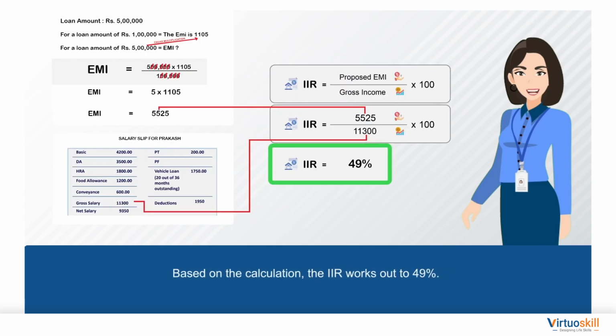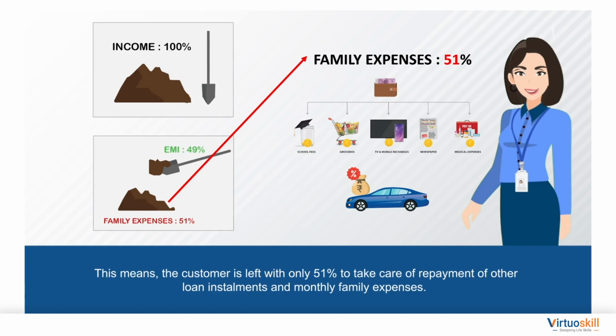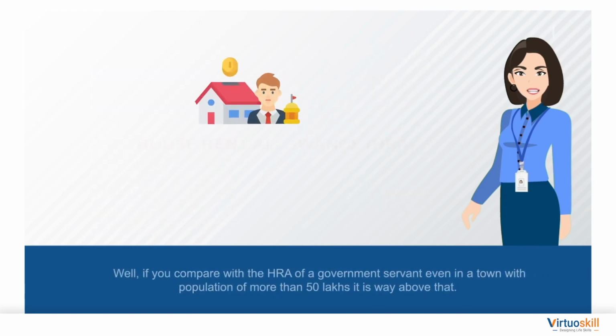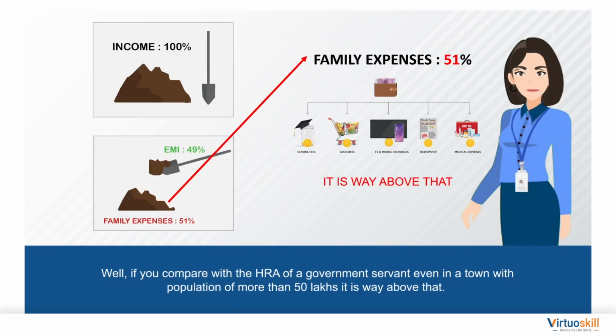Based on the calculation, the IIR works out to 49%. This means the customer is left with only 51% to take care of repayment of other loan installments and monthly family expenses. Well, if you compare with the HRA of a government servant, even in a town with population of more than 50 lakhs, it is way above that.